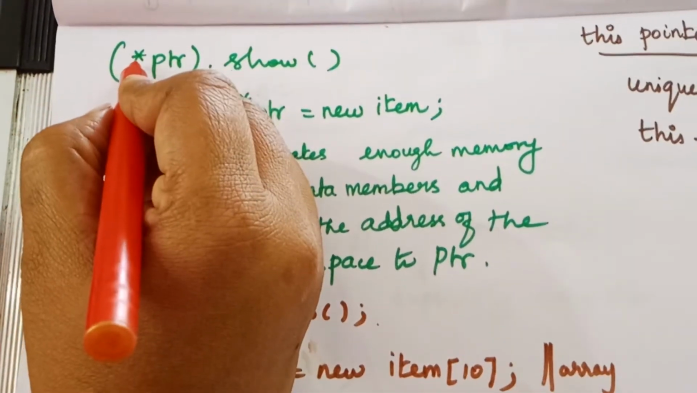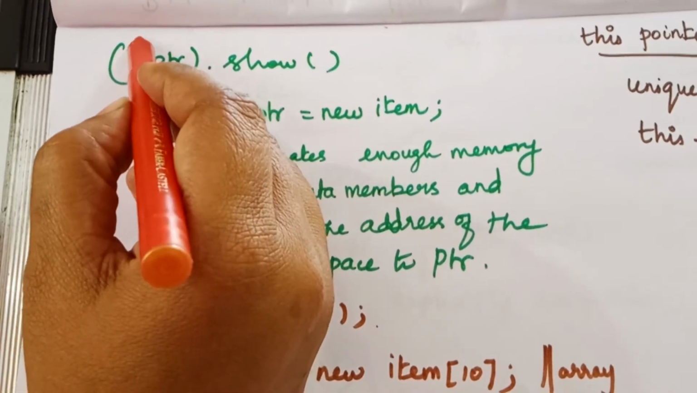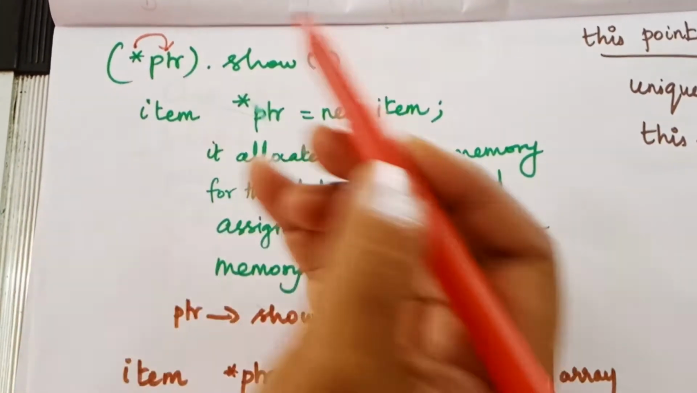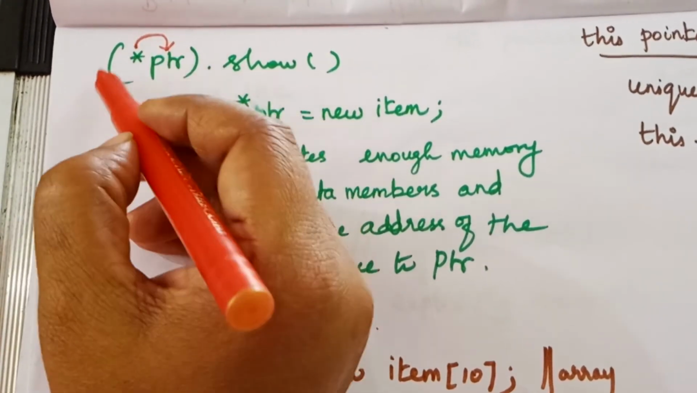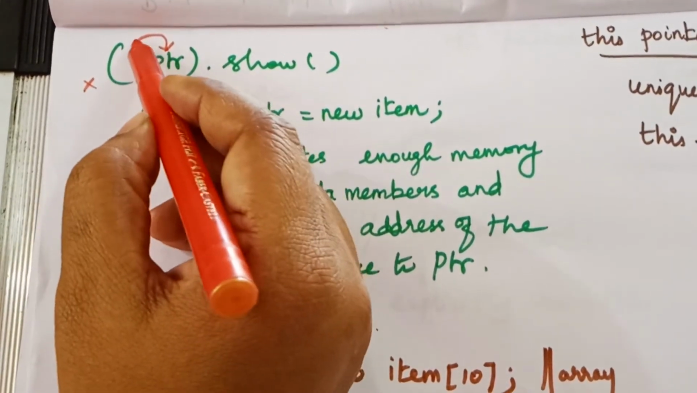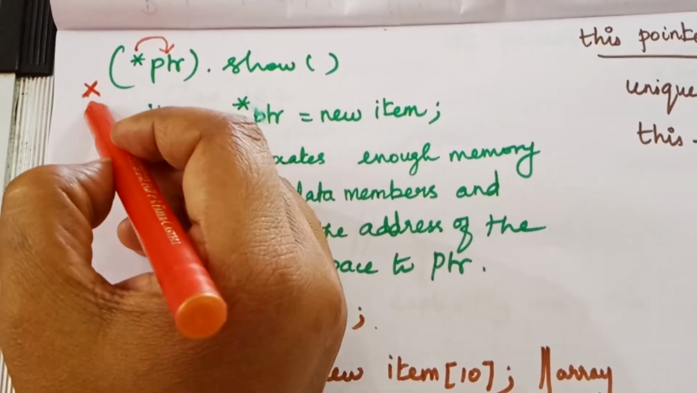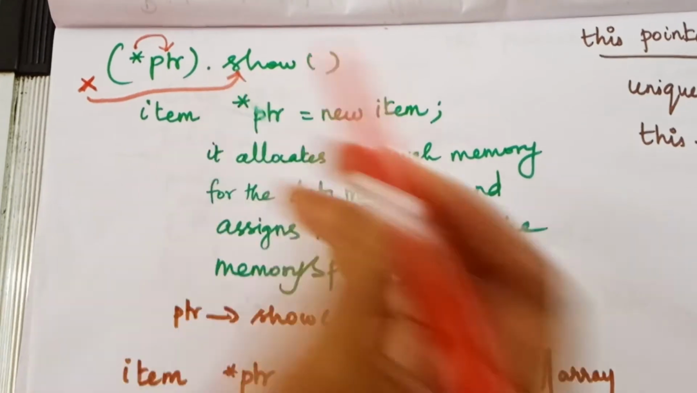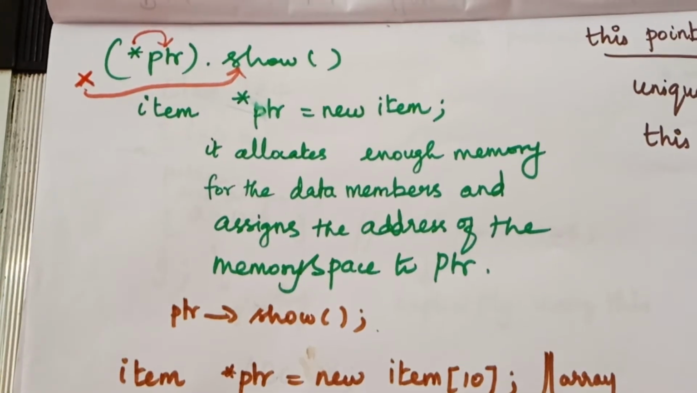This is another syntax to call your member function. See here, dereference operator PTR. That means the value inside the address. The value inside the address is the object, object x. Okay. For this object you are calling this member function. So I explained three syntaxes.